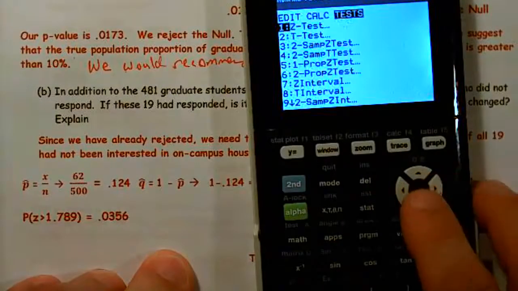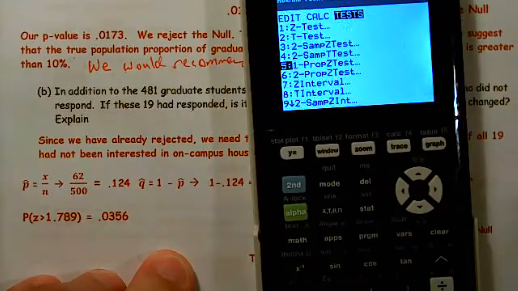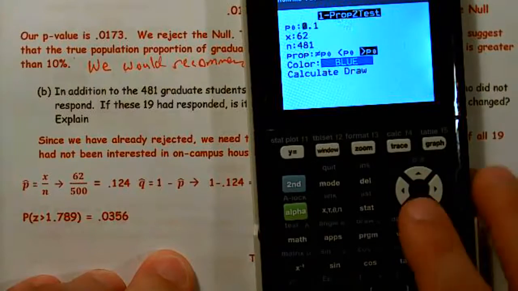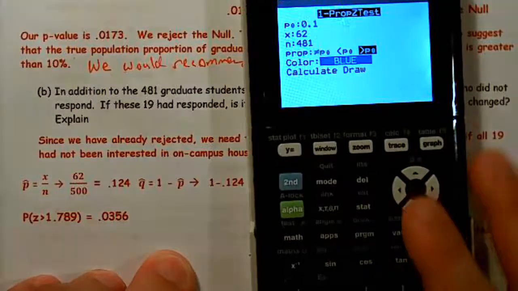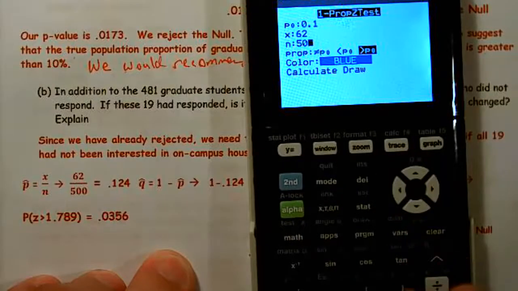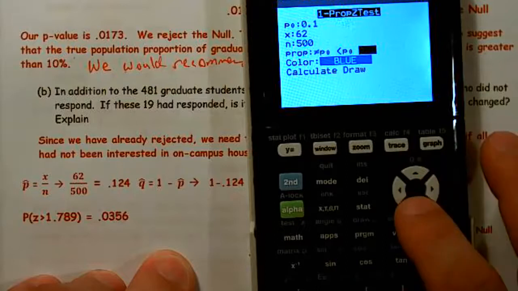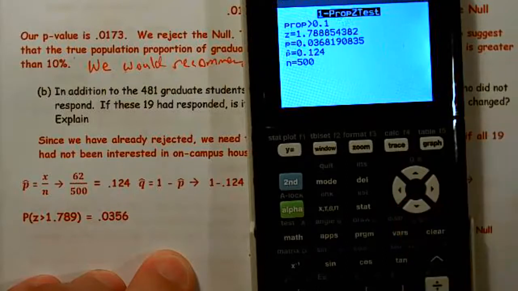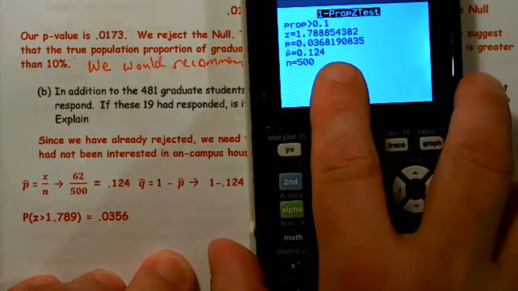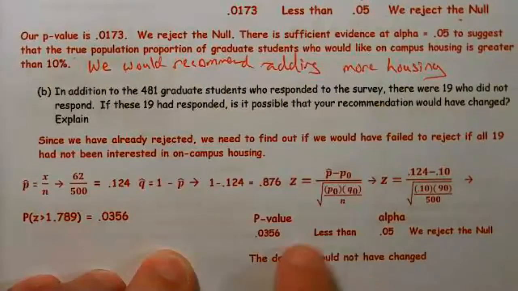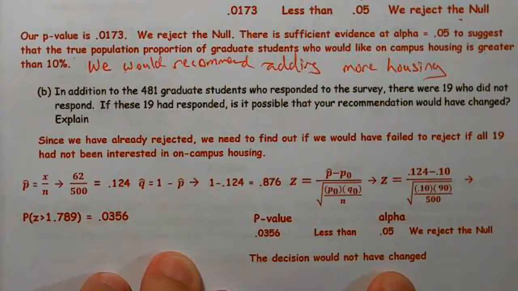Stats test, one proportion z test. We're still working at 0.1. We still have 62 who wanted it, but we added the 19 to the 500. And we calculate it, and we end up getting 0.037, which is still less than 5%. So in this case, the decision would not have changed. Remember, don't just show your work. You have to show your work, but you also need to address the decision.